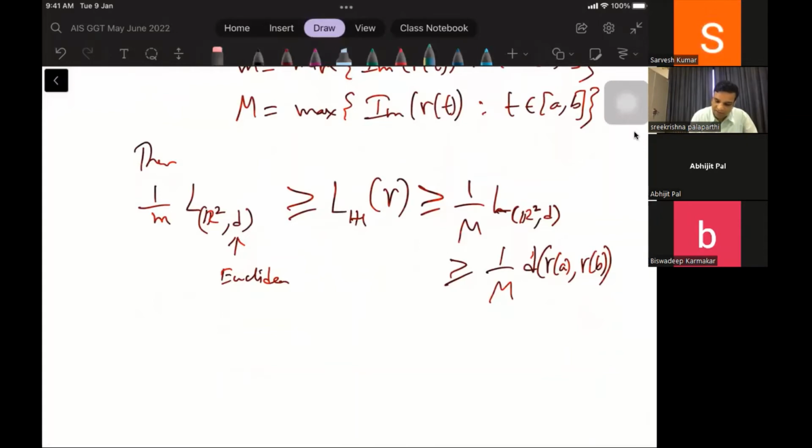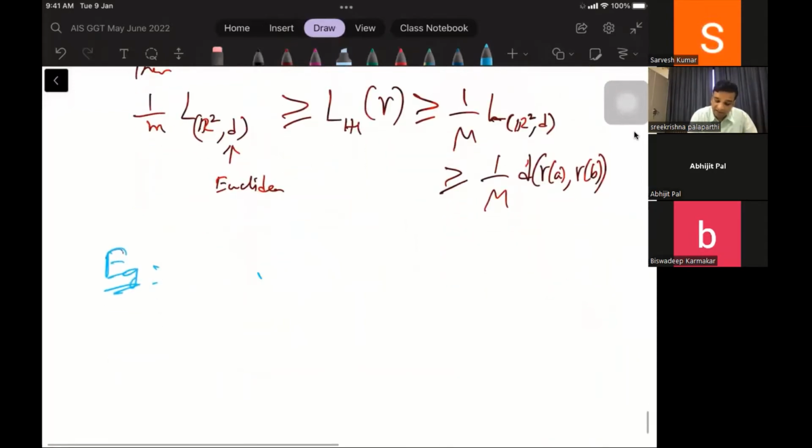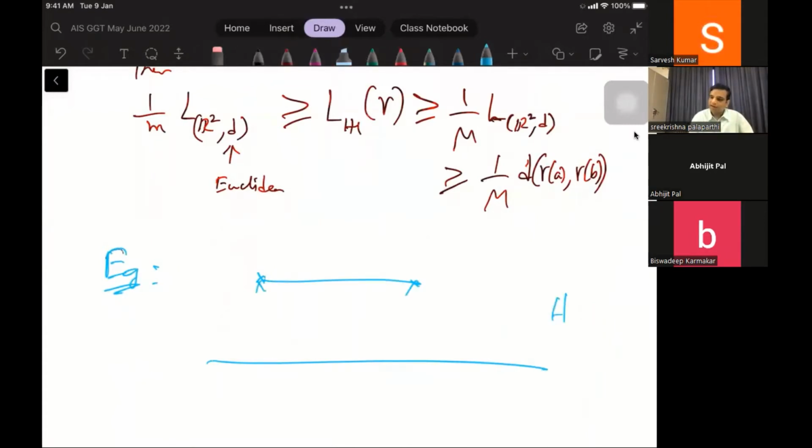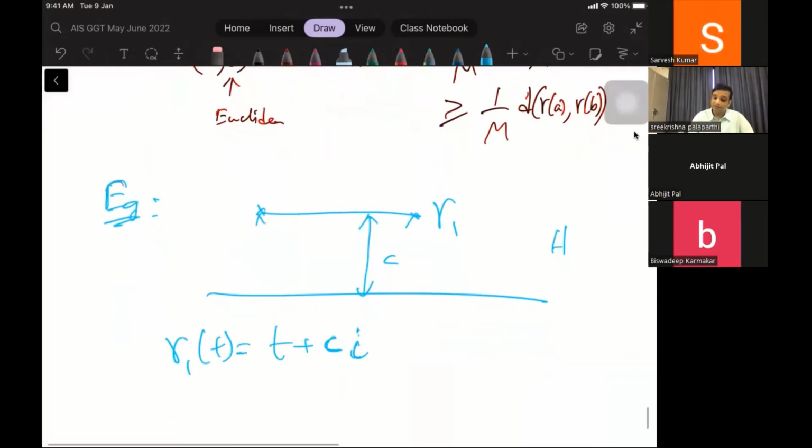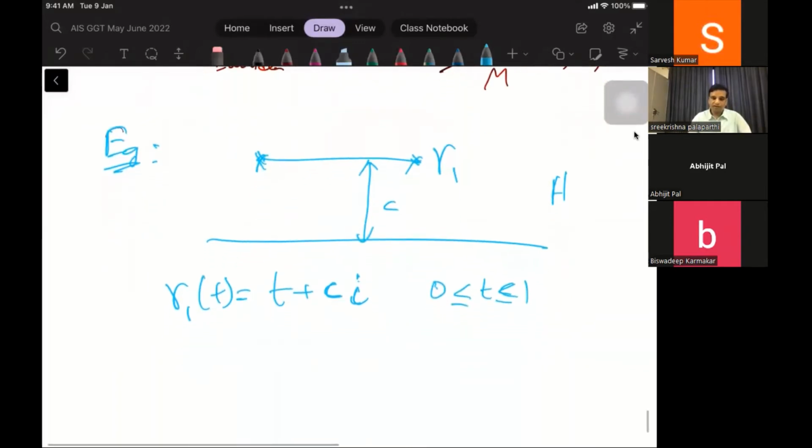But what I will do is a couple of examples, if you will. So here is H. I'll take a horizontal line segment. I need a parameterization, so let me say that this is gamma 1. Gamma 1 of t is given by t plus ci, so this height, this y height, is c. It's a horizontal line in the upper half plane. And t goes from 0 to 1, a linear parameterization like that.